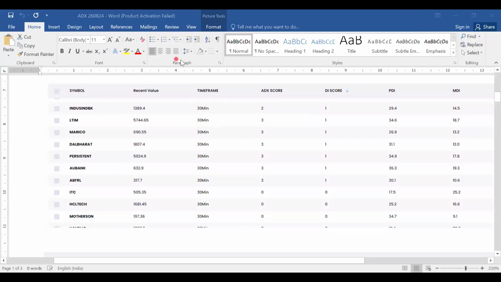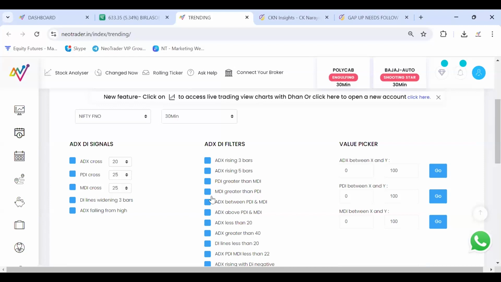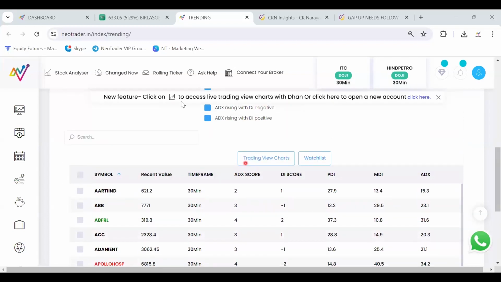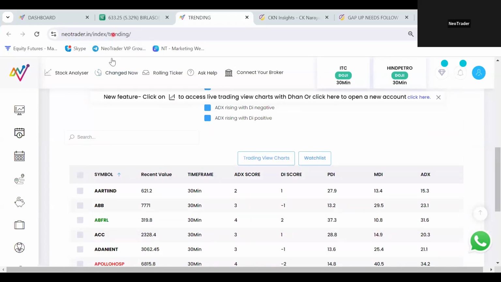So now let me again go back to the Neo Trader screen. In the Neo Trader screen I can see that there are many filters. So now what I'll do is I will click and see where the ADX is rising for 3 bars. 3 bars यानी 3 30-minute candles. How many of you understood? अगर 3 30 मिनट कैंडल का ADX बढ़ रहा है तो प्लीज लिस्ट देम डाउन फॉर मी so that I can plan. आप सबके पास स्ट्रैटेजी होगा, राइट? सबके पास स्ट्रैटेजी है.